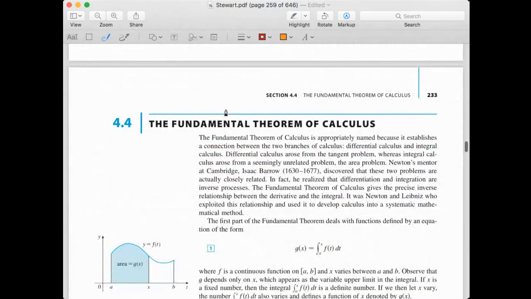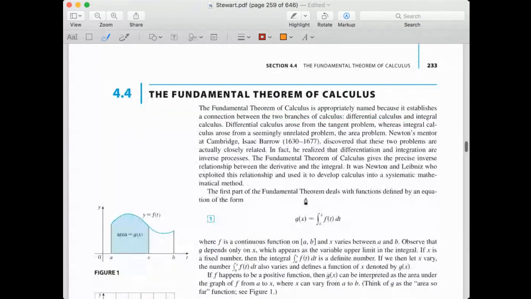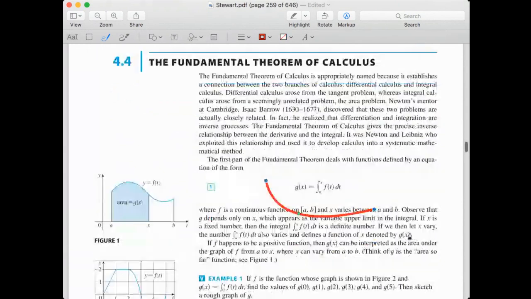So next class, we're going to talk about the fundamental theorem of calculus. Okay, super important. If you have time to go ahead, you can preview a little bit. Super important concept.